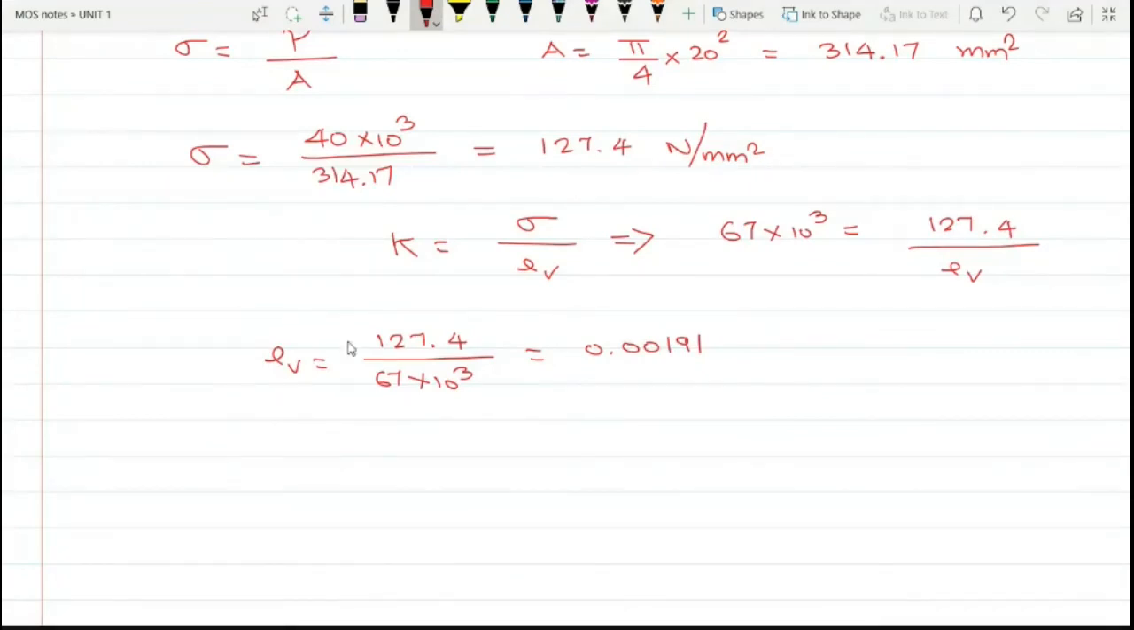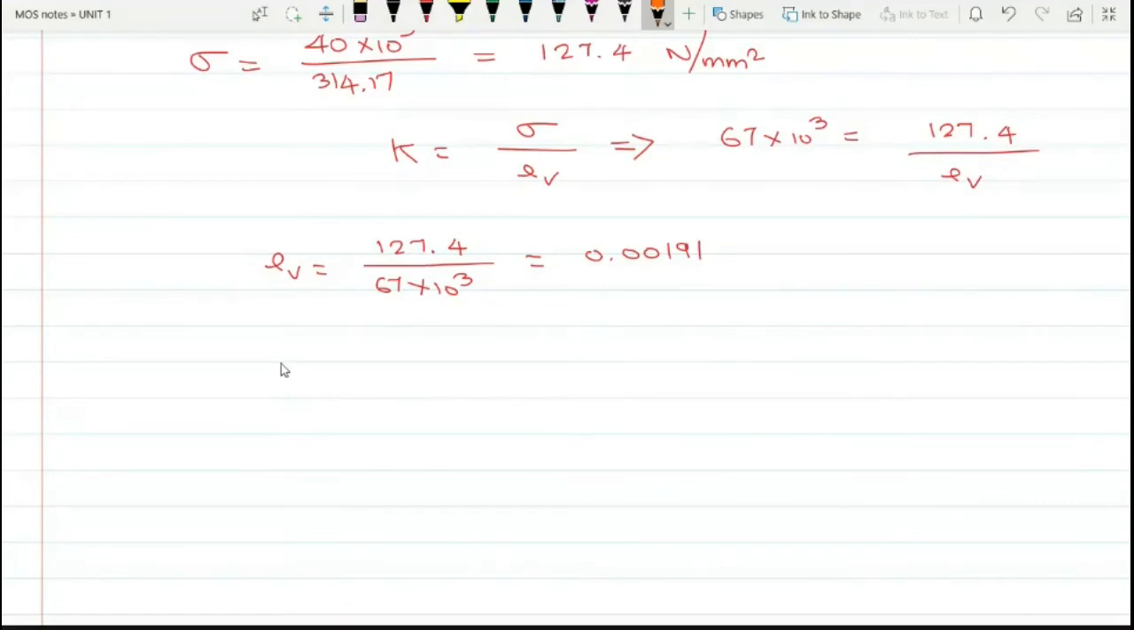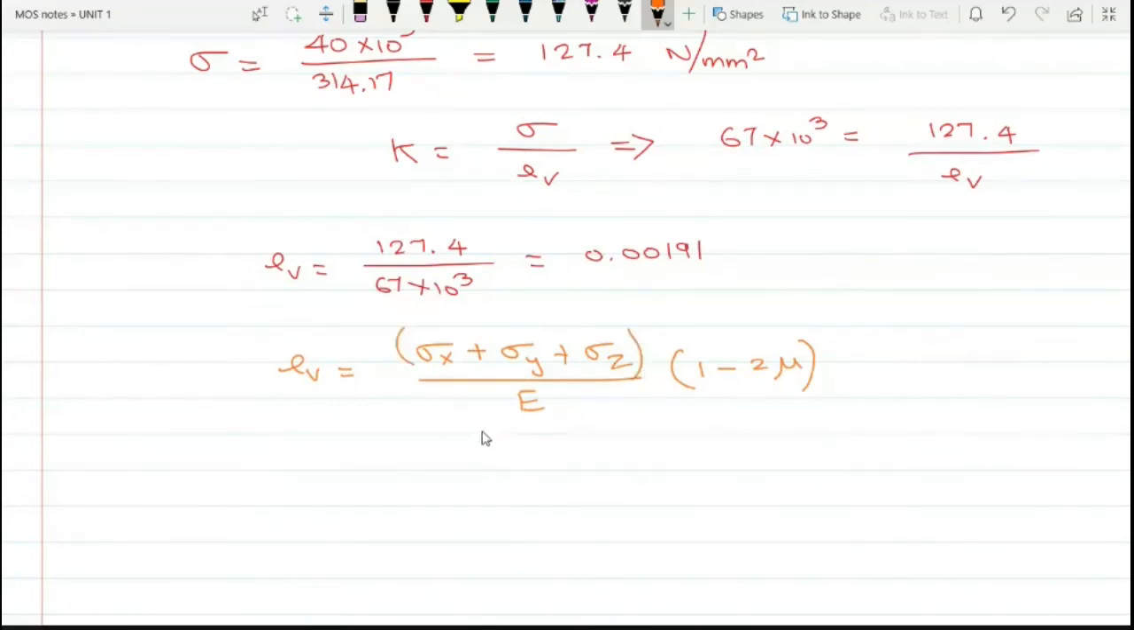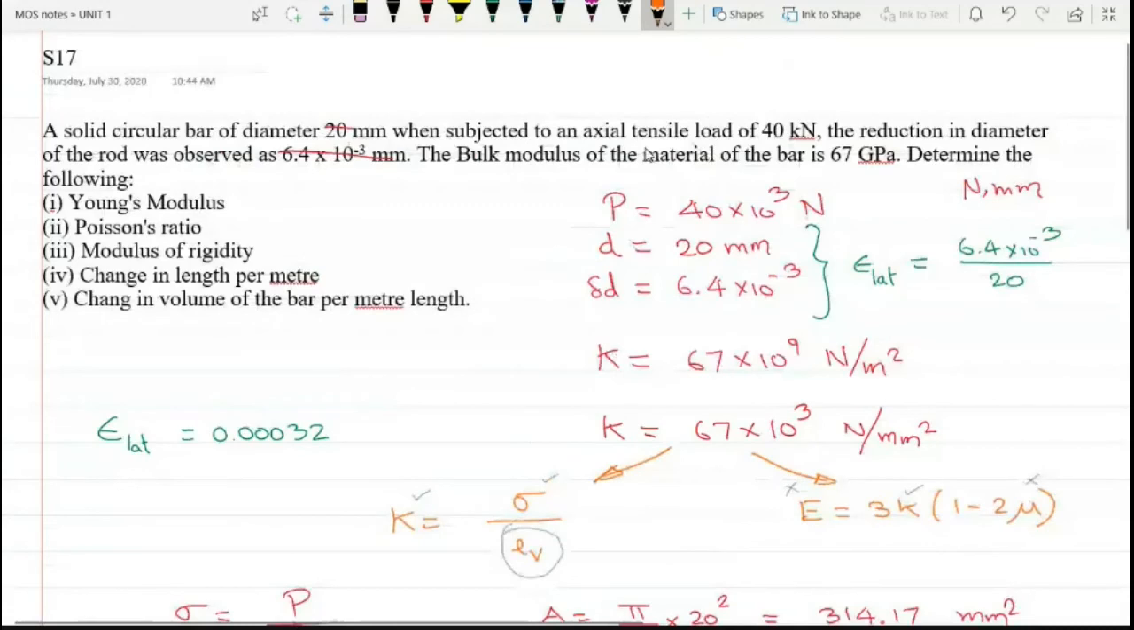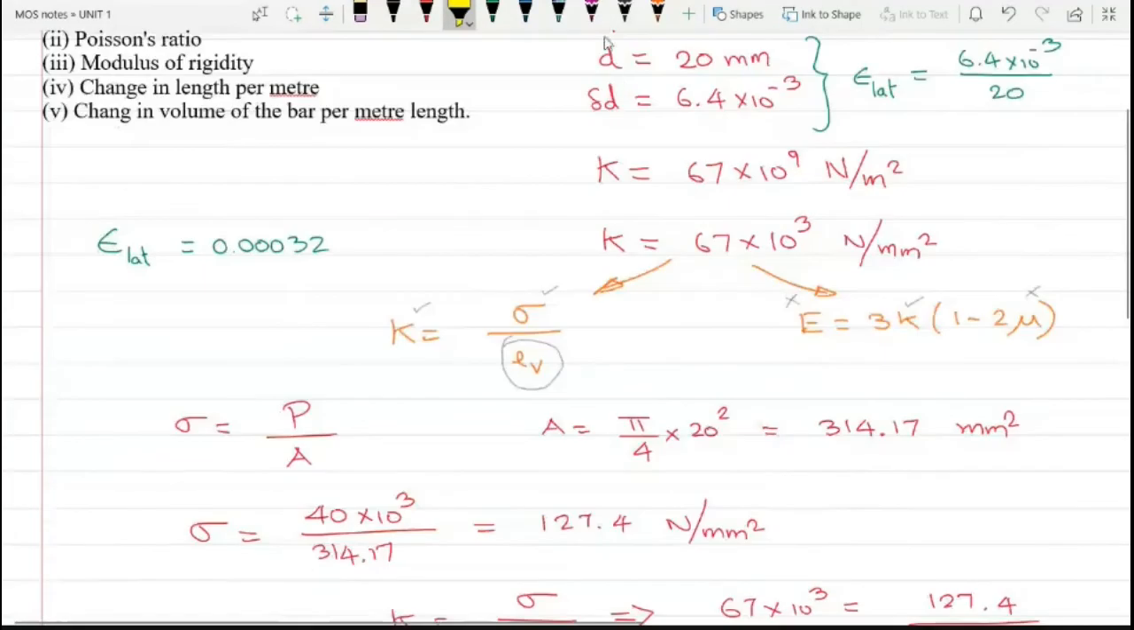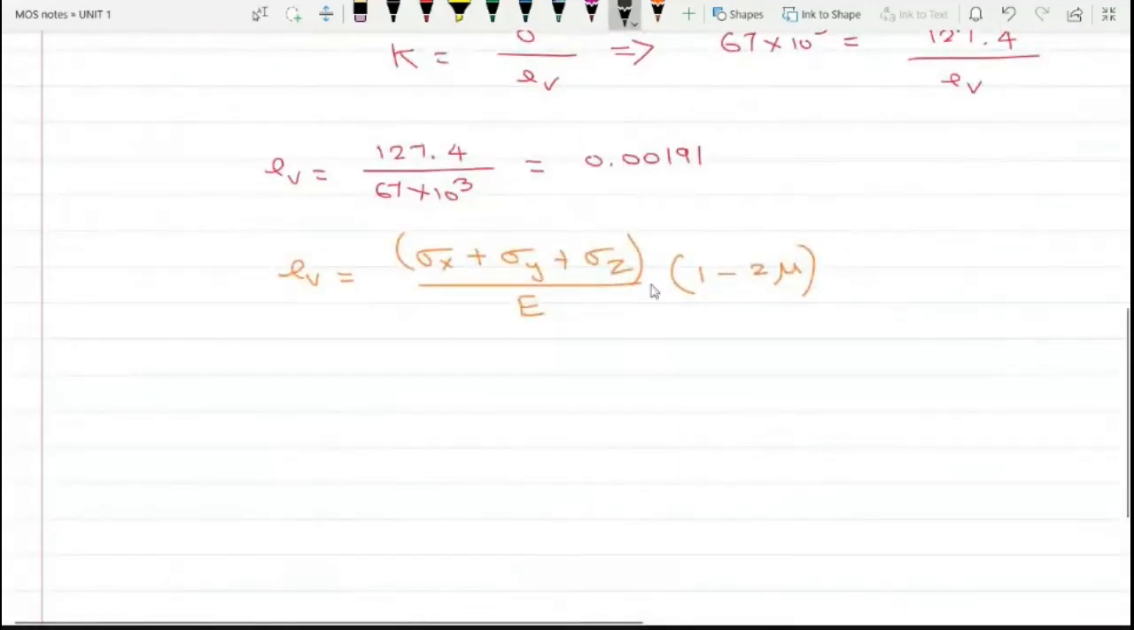Now I have to think about what formulas are related to this EV. We know our regular formula: EV is sigma x plus sigma y plus sigma z divided by E, into 1 minus 2 mu. This is the common formula which we are applying. When you look at the problem, you have only one load, the axial tensile load, which is 40 kilonewton. You don't have sigma y or sigma z. So in that case, I can eliminate these two.